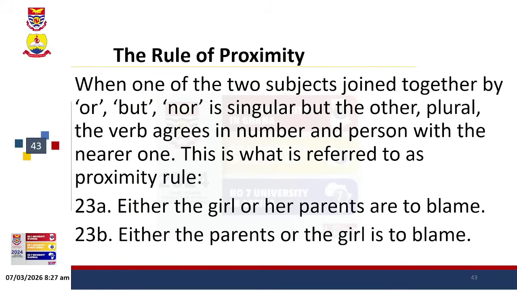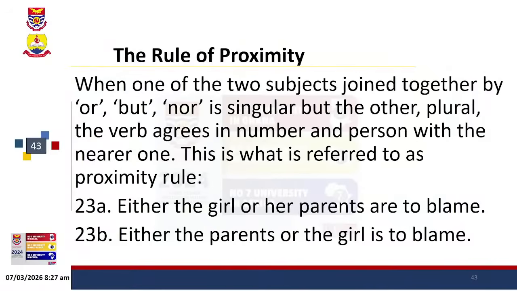When you have subjects joined together by or, but, or nor, one being singular and the other being plural, don't be worried. Look for the one that is sitting closest to the verb. One will be singular, one will be plural. If the singular one is sitting closest to the verb, let the verb be singular. If the plural one sits closest to the verb, let the verb be plural.